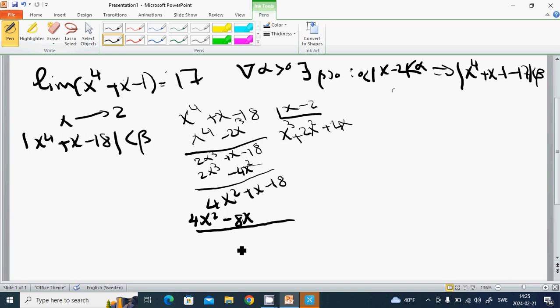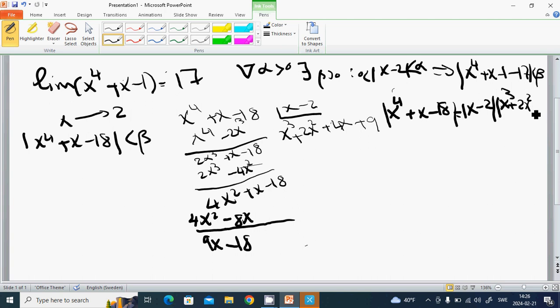Because this one is going to be positive. It is 9x minus 18, then you have plus 9, and it's going to be 0. Then x^4 plus x minus 18 equals x minus 2 multiplied by x^3 plus 2x^2 plus 4x plus 9.